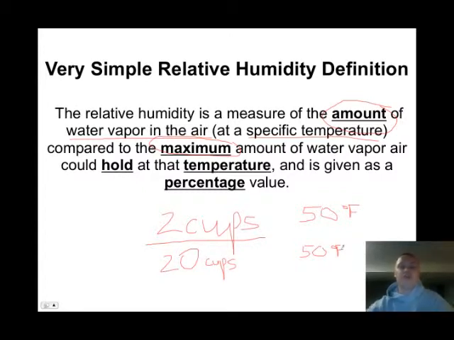So you have 2 cups, that's how much water is in the atmosphere right now at 50 degrees. The air could hold 20 cups at 50 degrees. So the percentage would be 2 divided by 20, which is equal to 10% relative humidity at 50 degrees Fahrenheit. So at 50 degrees it had 10% relative humidity based upon the information that I've given to you on your screen.